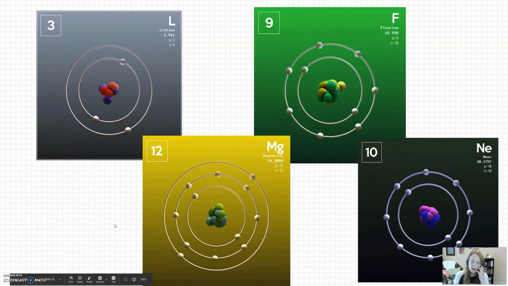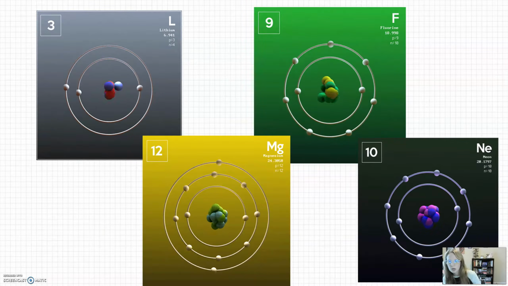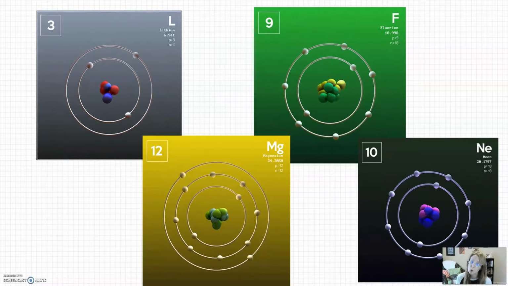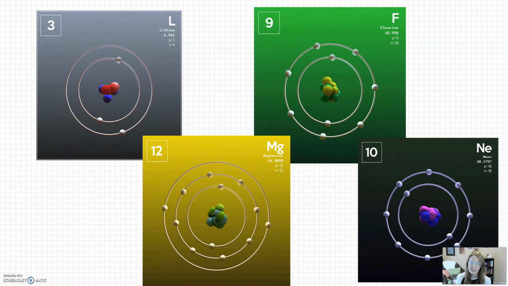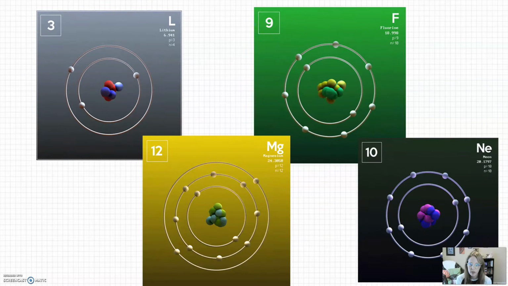All right, so we have the 4 different element models, or atomic models, here. We have lithium with 1 valence electron, which means that it is going to be unstable. Fluorine only has 7 valence electrons, so it is also considered to be unstable.